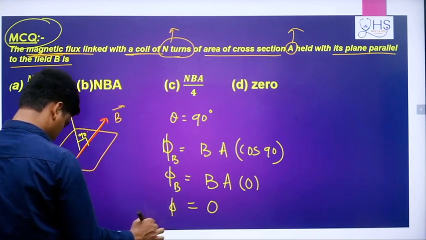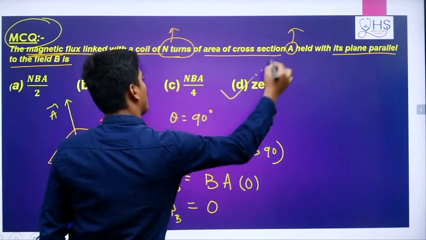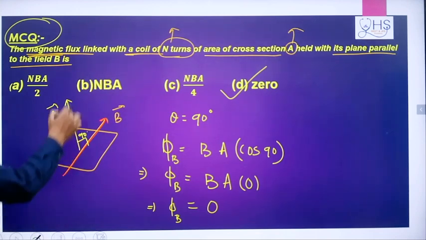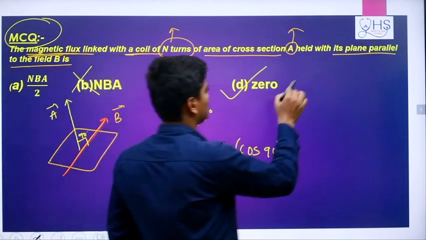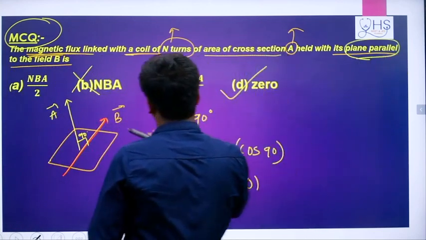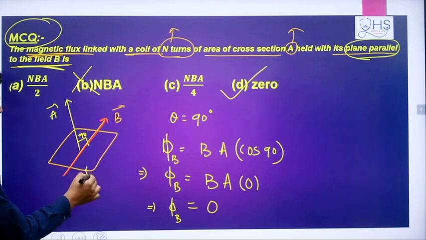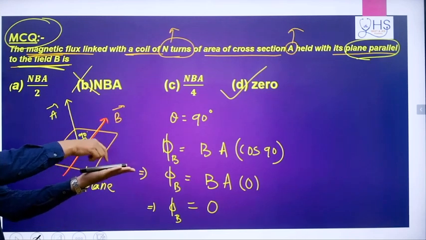So the magnetic flux in this particular case is 0. Although the number of turns is given, don't put that in the answer, because this answer would never be correct. They told us the plane is parallel to the field. So see the picture: this is the plane and this is the field, so the plane and field are both parallel.